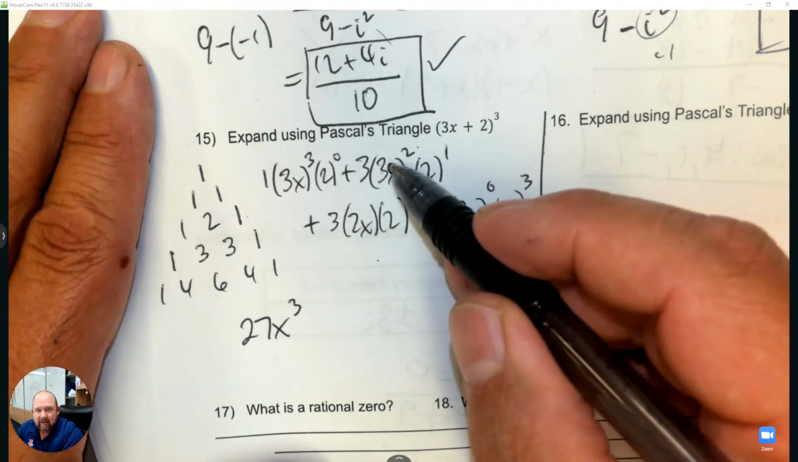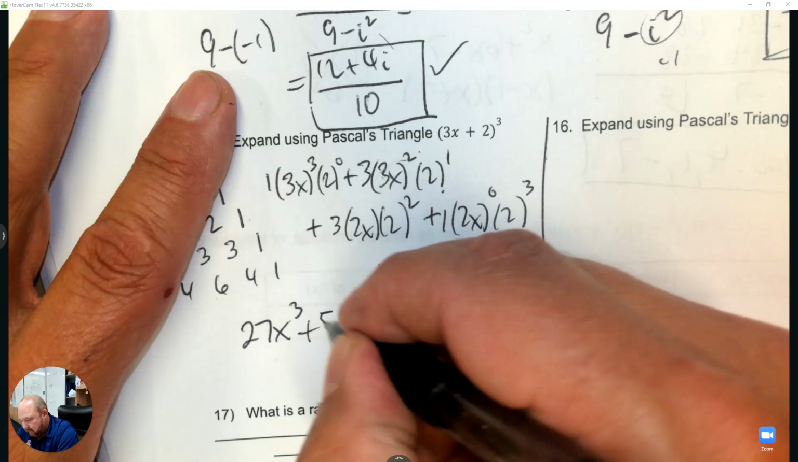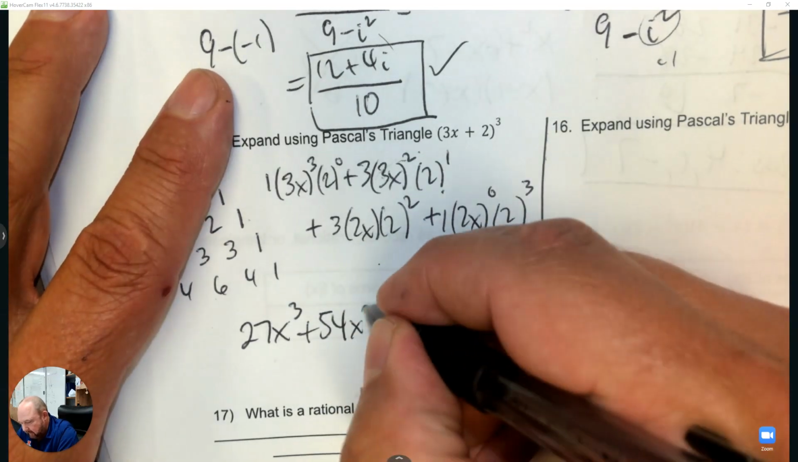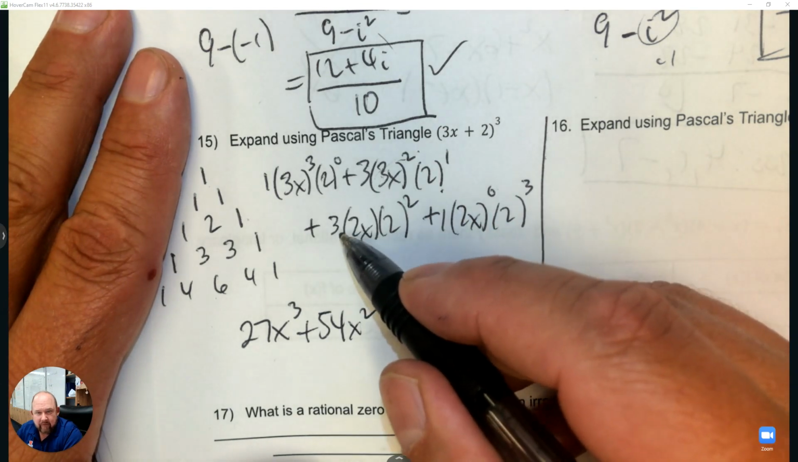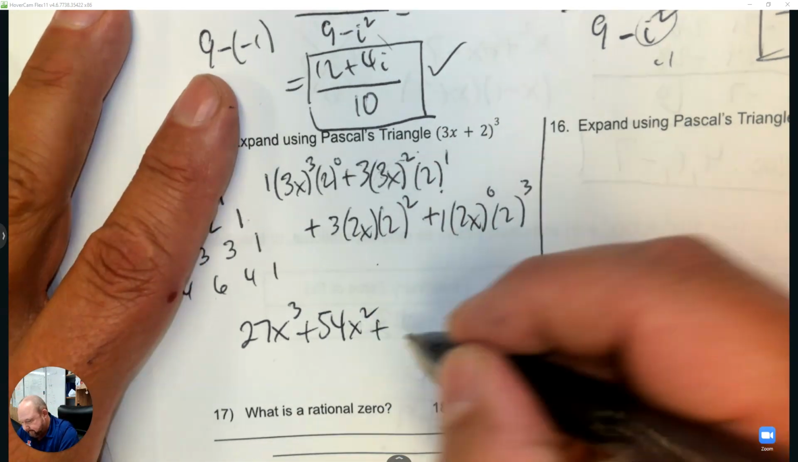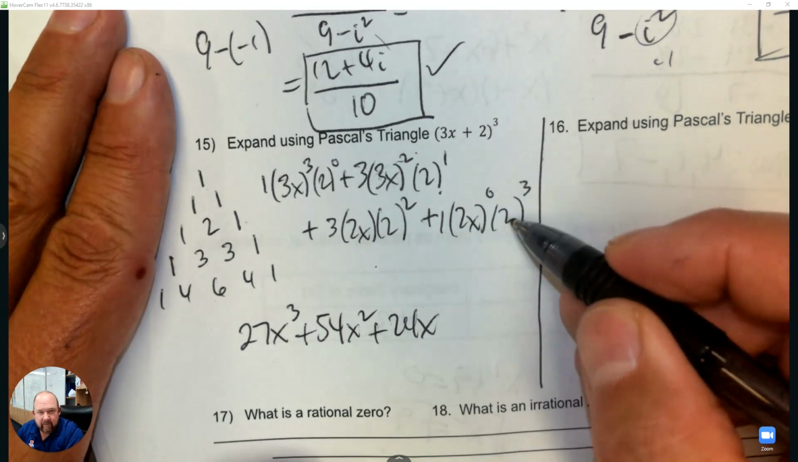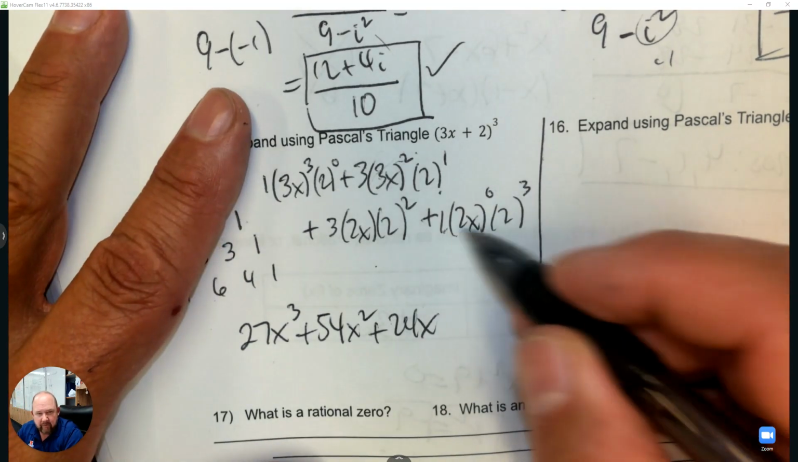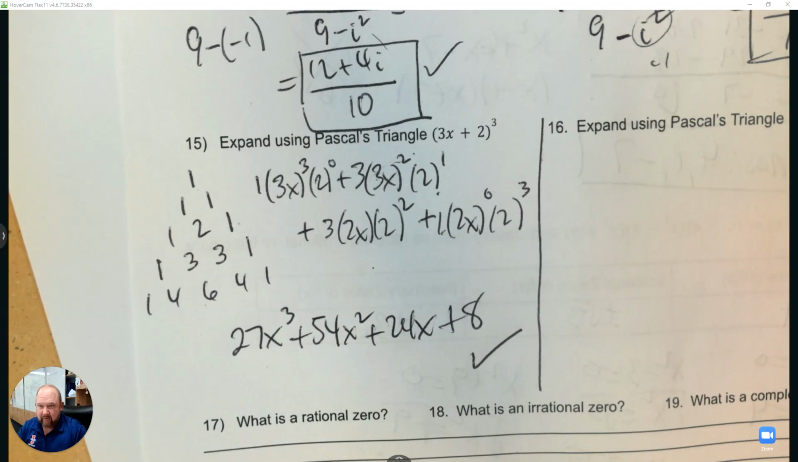3 squared is 9, times 3 times 2, or 9 times 6, that's 54 x squared. This is 3 times 2 squared, 4 times 6, 24. That is 1, so this is 2 cubed times 1. 2 cubed is 8. And that's it. You've expanded it using Pascal's triangle.